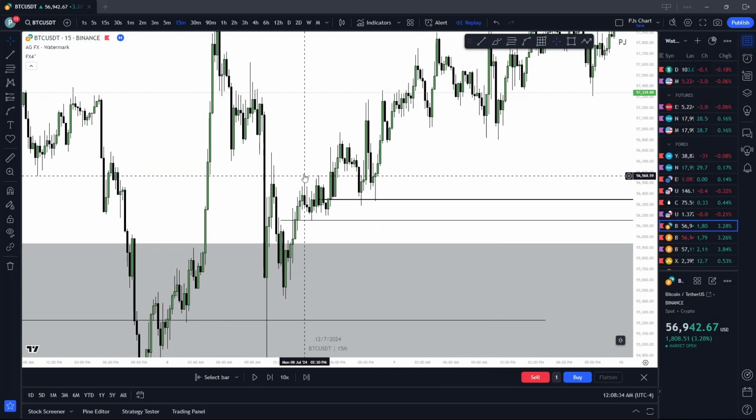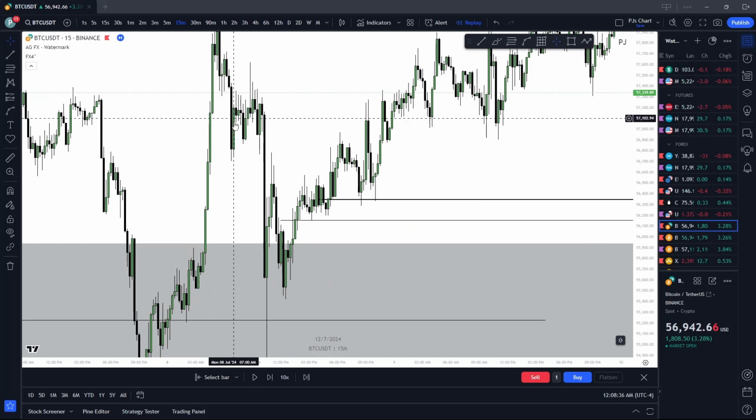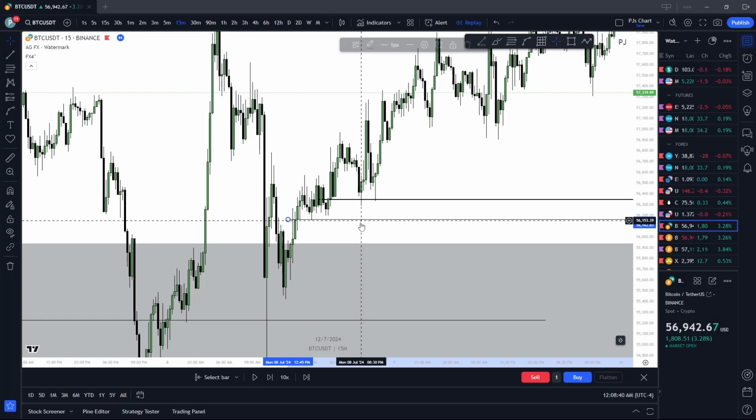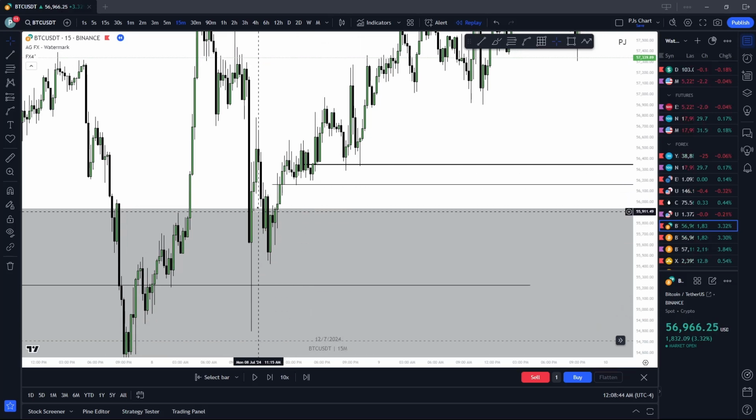Induced liquidity, accumulation, reaccumulation. Breaker formed here, lower time frame.